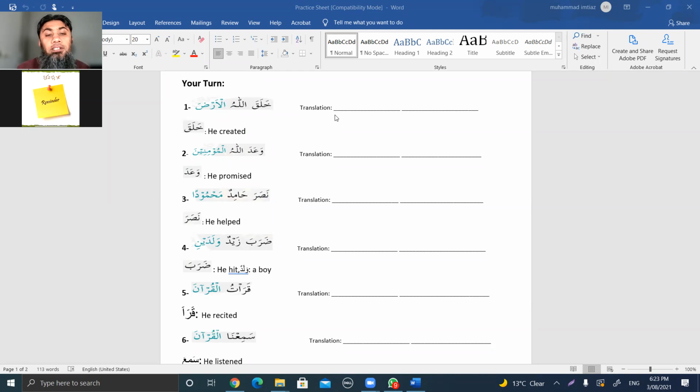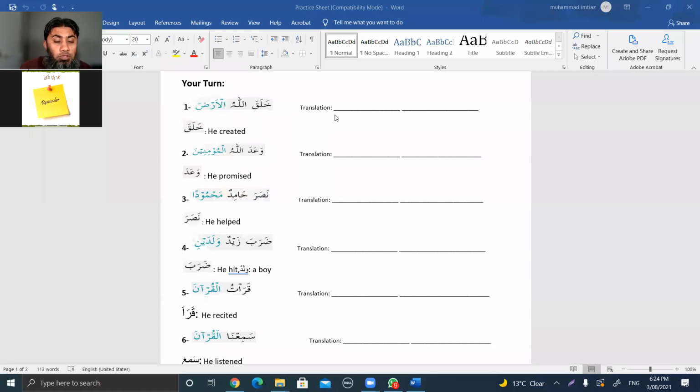Okay, very good question. First of all, the standard order of Jumlatul Fi'liyyah, whether based on Fi'l Madi or Fi'l Mudari, is first the Fi'l, then the Fa'il, then the Maf'ul, and then the Muta'alliq bil Fi'l. These are the four parts if you recall. Now, can this order be changed? The answer is yes.